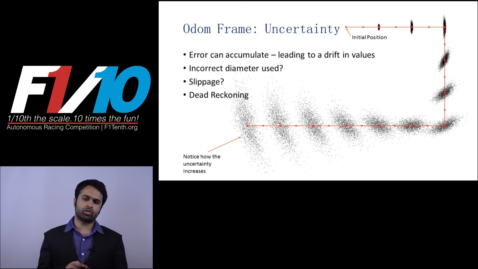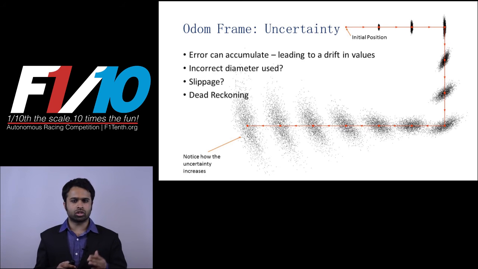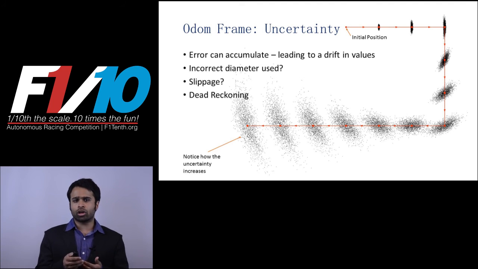There is a problem with this frame of reference. All the sources for this measurement are error prone, and as a result, the uncertainty in the estimate grows with time. This error accumulates, leading to a drift in values. Notice how there is a high confidence in the initial position as the robot began traversal, and later on, as the robot has gone over some distance, the uncertainty in position increases.